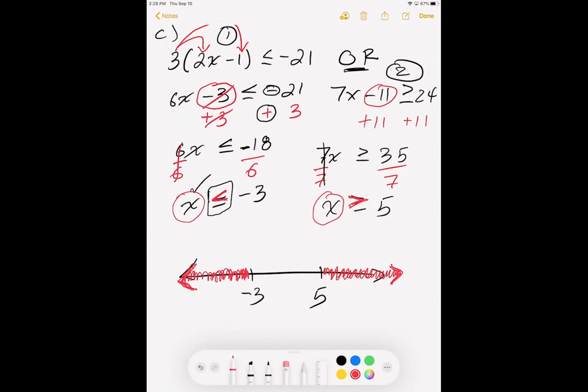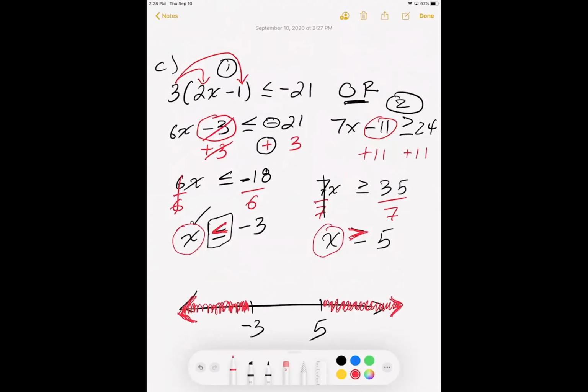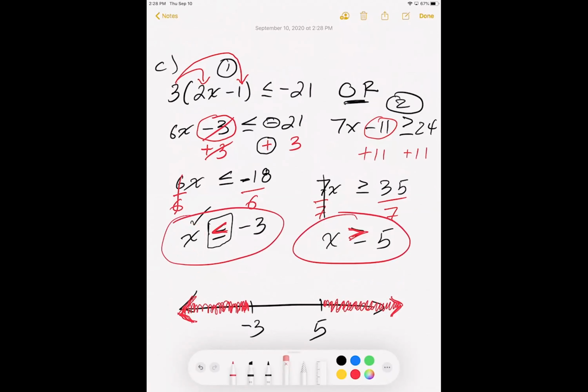Okay, so the answer to item C, the one we're working on, would be X is less than or equal to -3, and X is greater than or equal to 5. And then of course we plug in the right numbers for our graph, and that would be the answer, correct? Right. Okay, I just wanted to make sure because I thought I missed something.